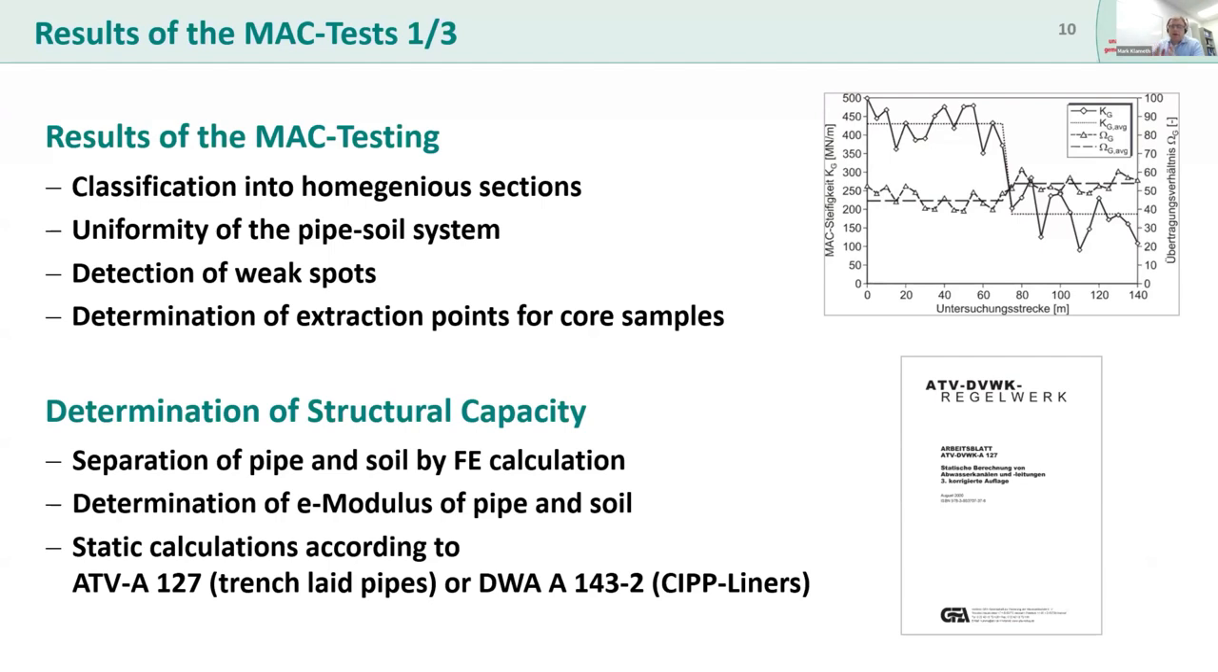By separating pipe and soil stiffness by means of statistic FE calculations, you can determine the E-modulus of the pipe and the soil and use these as entry values for A127 calculations for trench laid pipes, or for calculation for CIPP liners, as well as additional information.